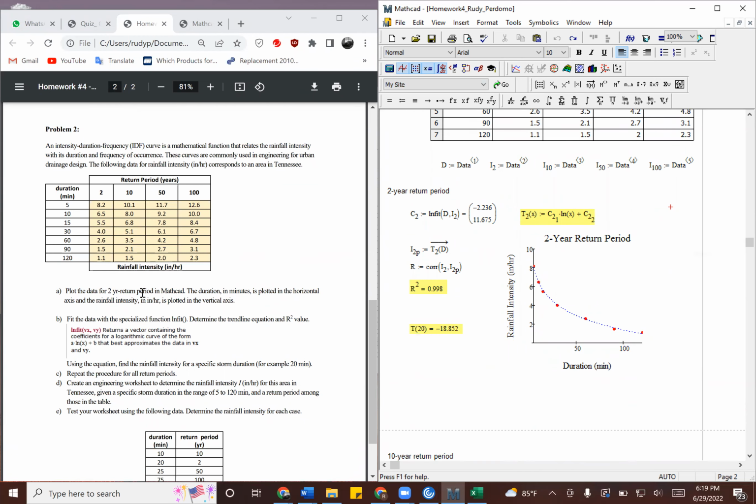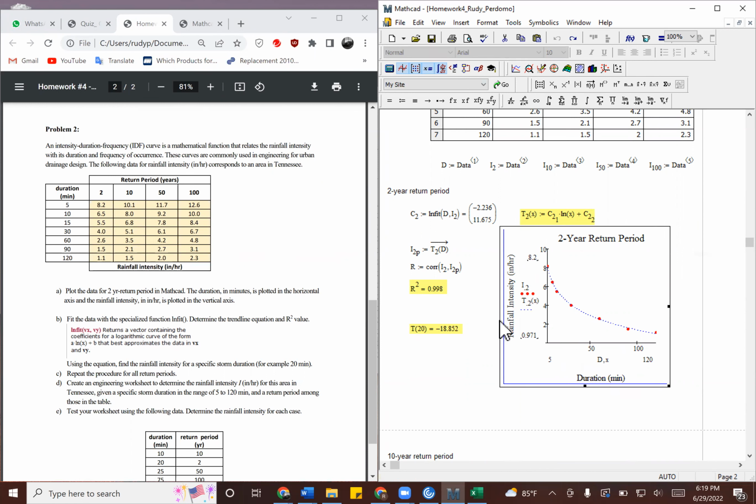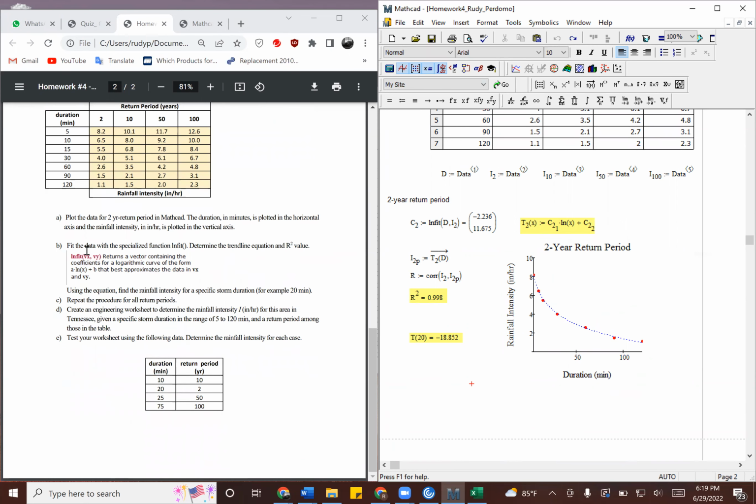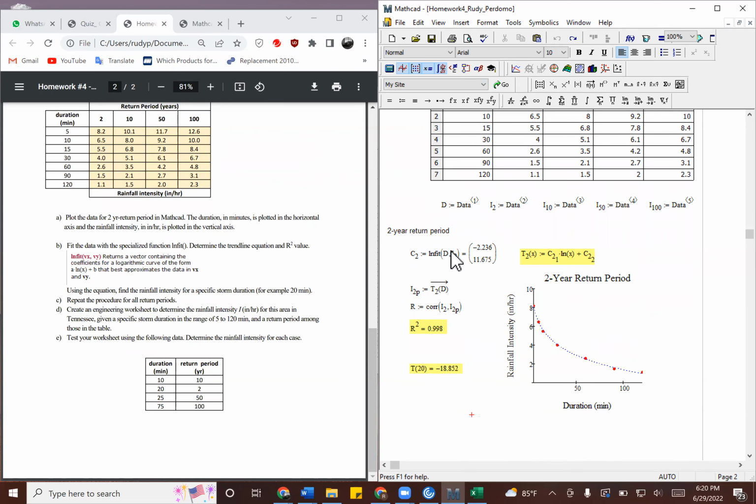It says plot the data for a 2-year return period in MathCAD. The duration in minutes is plotted on the horizontal axis: duration, intensity. So what you do is use ln fit. She asked us to use ln fit instead of lin fit, which gives us the equation in this format. It's going to give you a and b, the coefficients: a times ln of x plus b. So you have to do less than with lin fit. You just need to give it the x and the y values.